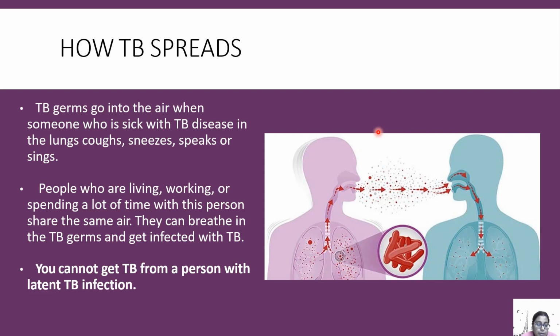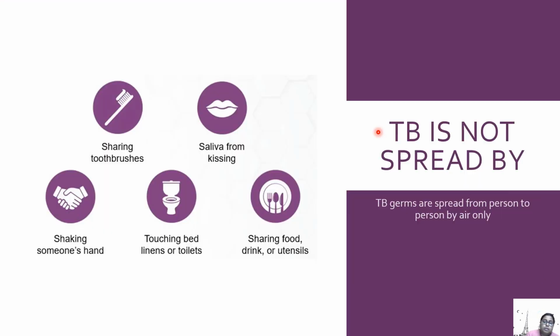So you cannot get TB from a person with latent TB. There are numerous people having a latent TB infection, but in case of latent TB infection, that person won't really have that bacteria in the spit. Taking spit and doing diagnosis is another way of diagnosing TB infection. People having active TB will have the TB bacteria in their spit, but people having latent TB will not really have TB bacteria in the spit, MTB. So that is why you cannot get TB from a person with latent TB infection, correct? So TB is not spread by any of these. TB germs are spread from person to person by air only.